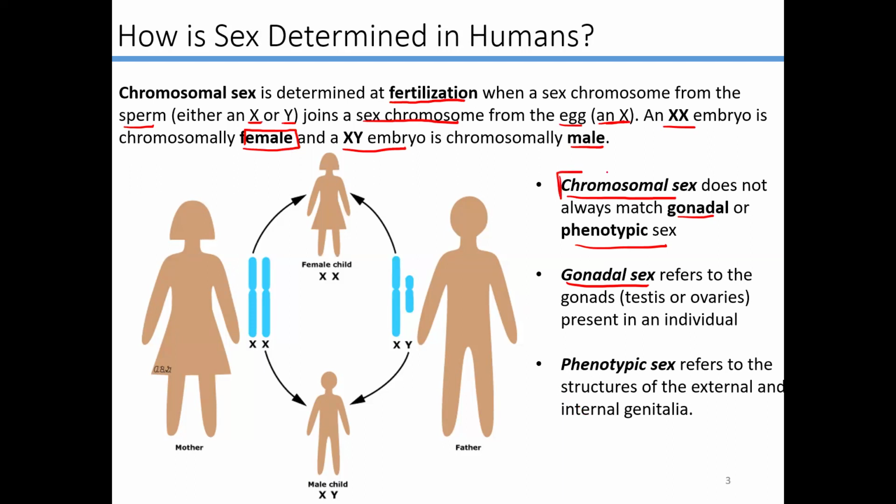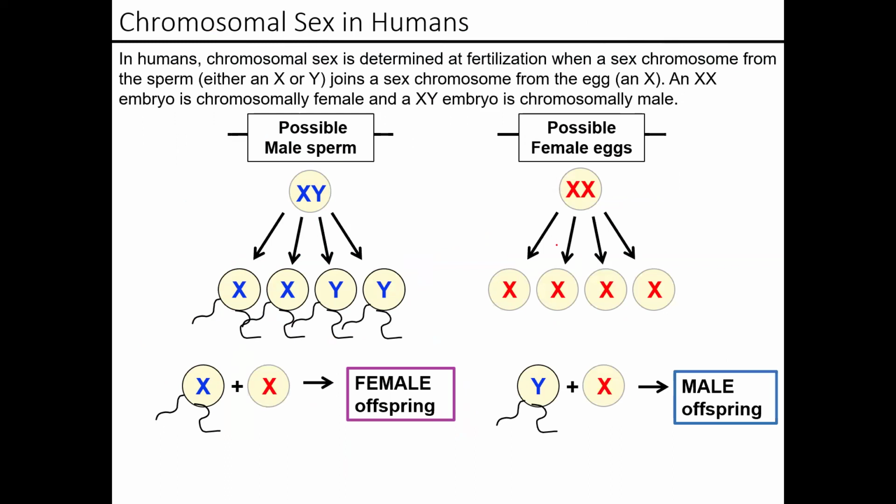Although typically when we have XX, they'll have ovaries, and typically when we have XY, that gives us our testes, that isn't always the case. There are some exceptions to the rules where the chromosomal sex will not match up with our gonadal sex or our phenotypic sex. But typically, when we have XX and XY, we end up with either ovaries or testicles. Now, let's see exactly where our X's and Y's are coming from, and how they come together to determine the sex of the offspring.